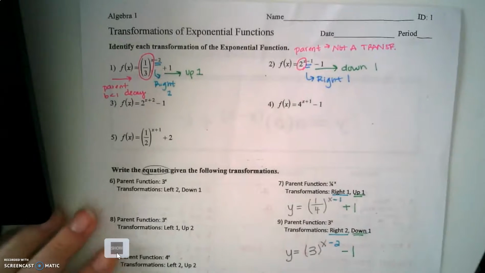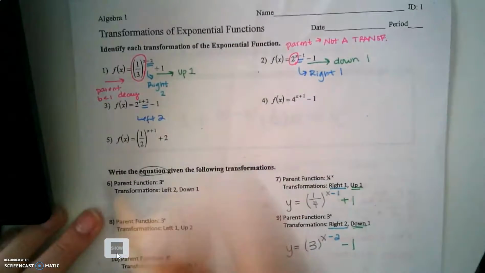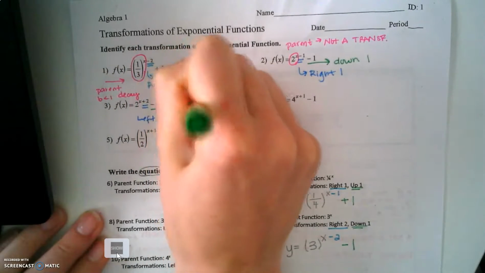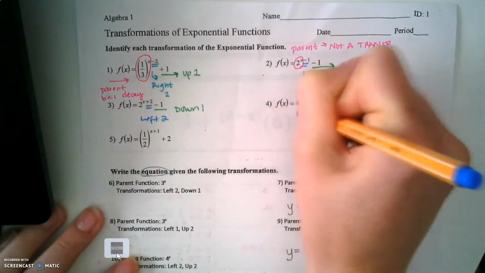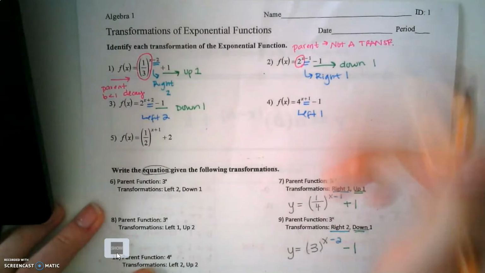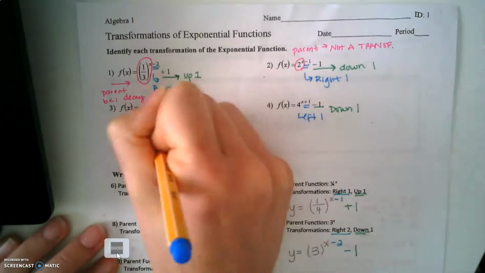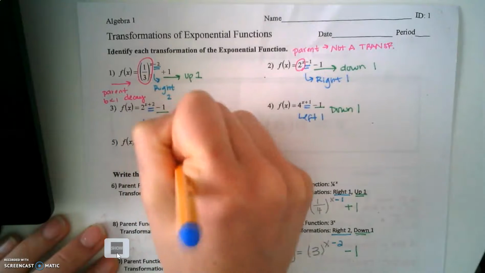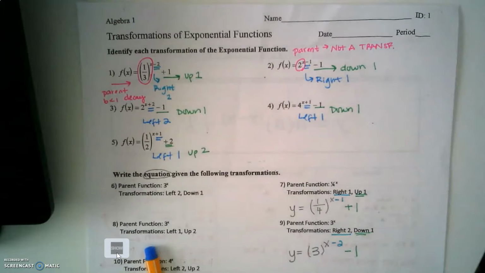So in number 3, if we're checking our answers here, this is left 2, down 1. Here we have left 1, down 1. Here we have left 1, up 2. Again, those parent functions are not a transformation. It's letting us know what we started from. What did our graph originally look like?